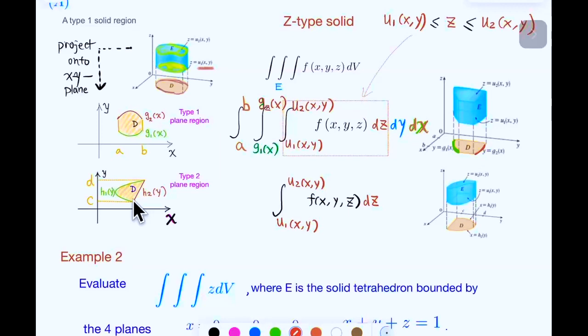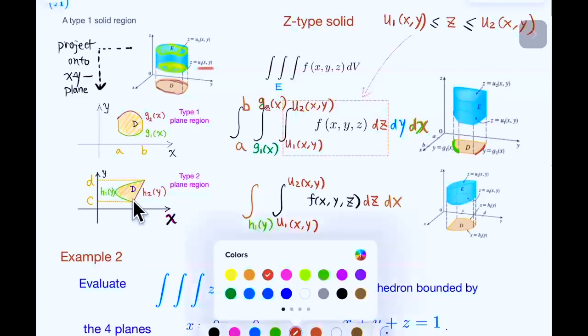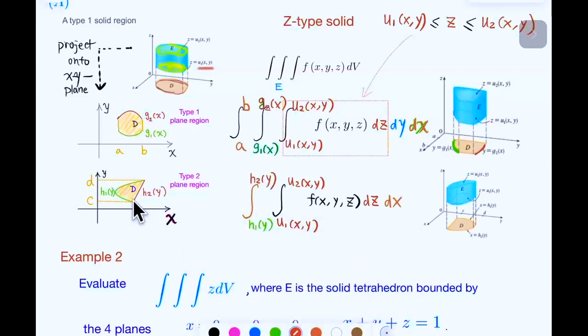Okay. So this time we're going to have dx. X goes from h1, you got it, h1 to h2, right? Okay, got it. All right, and then finally will be the integral with respect to y. Y goes from c to d.